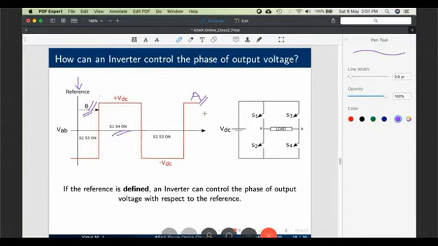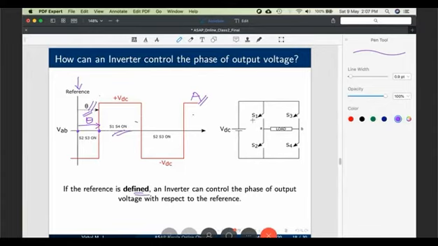This cycle continues. What have you attained? This is your reference or zero crossing. This is the zero crossing of your output voltage. How much angle is it displaced? It is theta, and that's what we wanted. So if you know your reference, remember, if your reference is defined, then it's child's play for the inverter to control the phase of your output voltage. Hope the concept is clear.